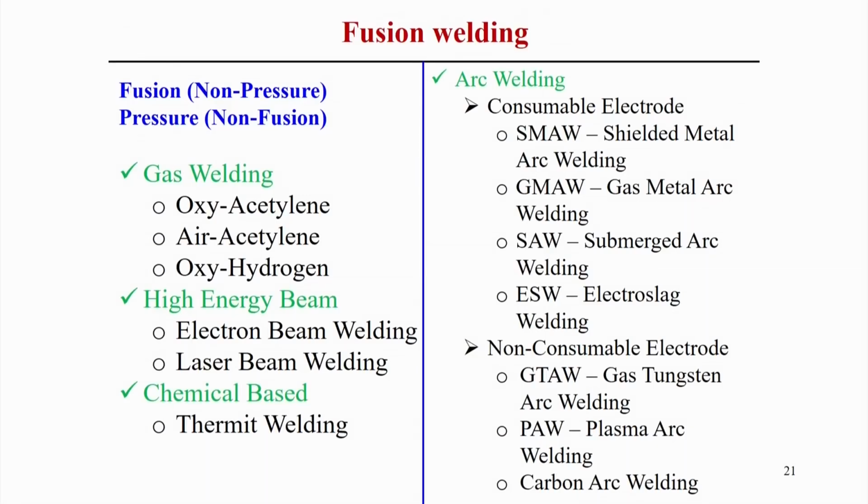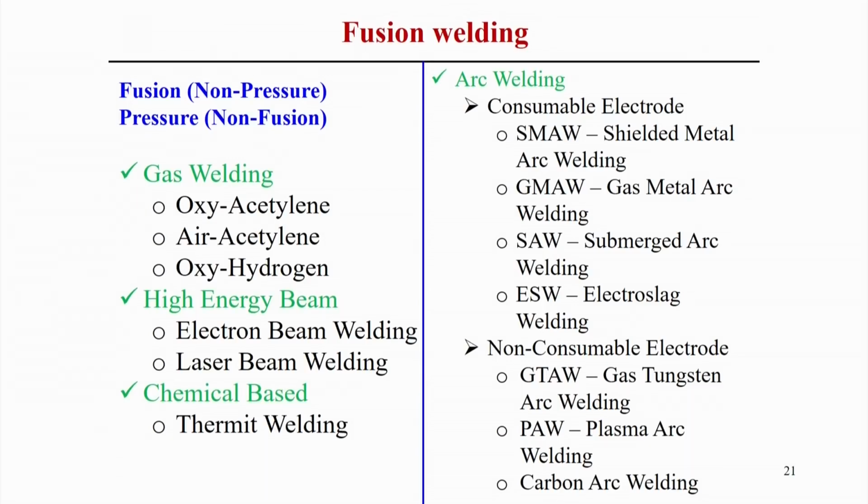Basically, chemical sources, by burning these gases, produce heat, and that heat can be used to melt the material. These are the typical gas welding processes used for joining metallic materials. Next is high energy beam. If we look into high energy beam welding processes, electron beam welding and laser beam welding are two widely used processes.